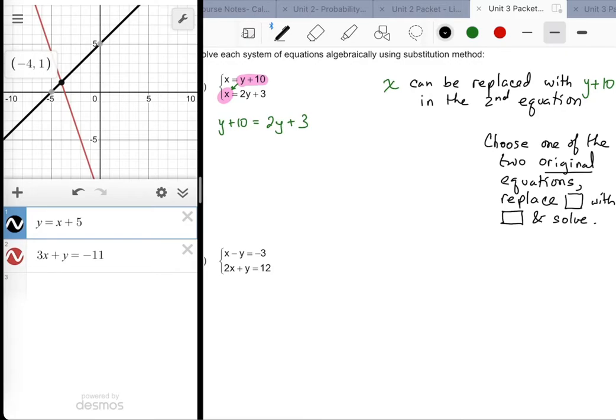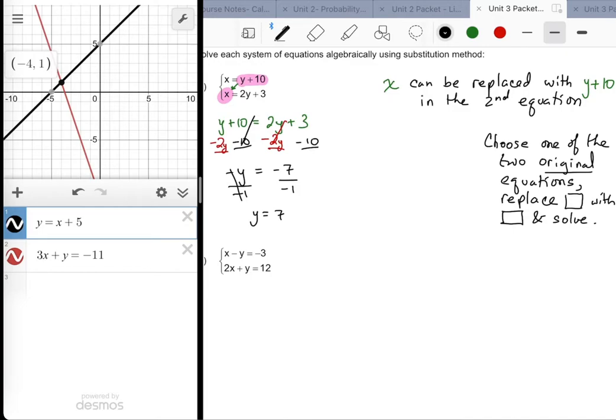All right, so I'm going to subtract off a 2y, subtraction property of equality. I'm going to subtract off a 10, also subtraction property of equality. So negative y is equal to negative 7. If negative y is equal to negative 7, it follows that y would be equal to 7. But you could also divide both sides by negative 1, division property of equality. All right, so we have that value.